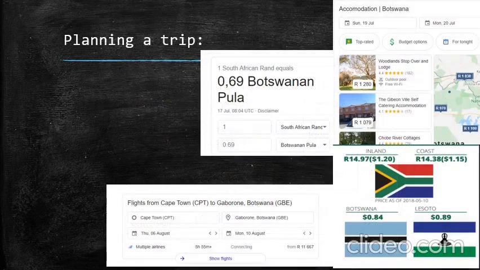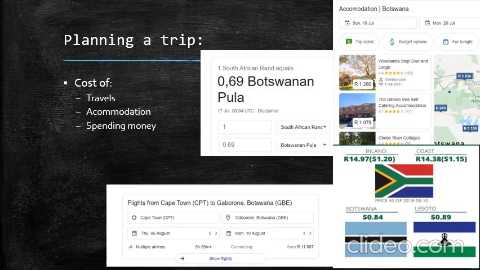And when we think about exchange rates, we need to remember that something like planning a trip can become part of this. So here I've just put some things here for you. Things we need to take into consideration are the cost of traveling, the cost of accommodation, the cost of spending money, and so on. So if we look here at the price of a flight to Botswana, the exchange rate between the rand and the pula, some information about accommodation, and even some information about the difference in petrol price between these two countries.